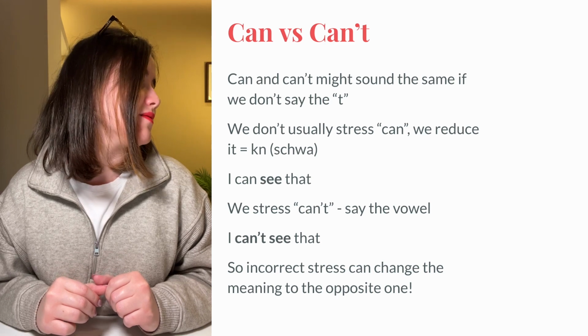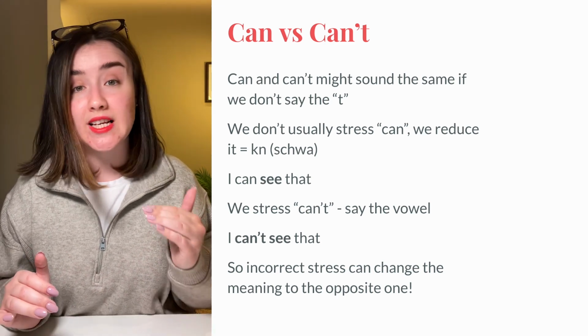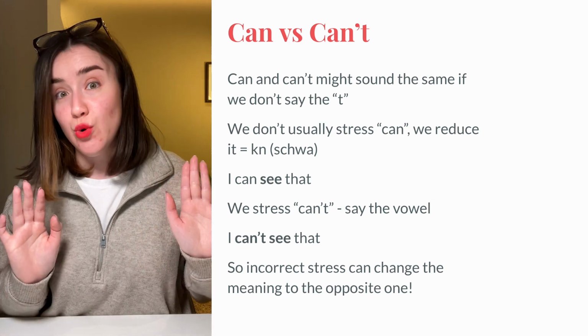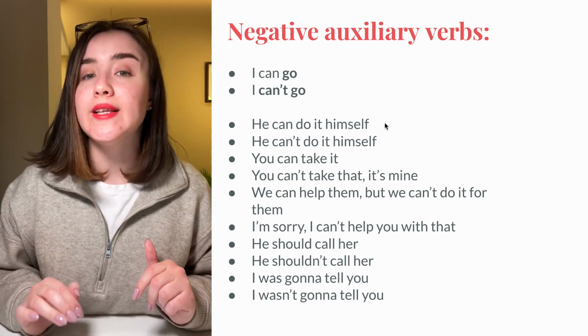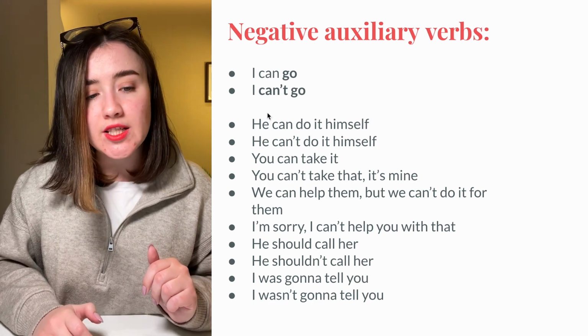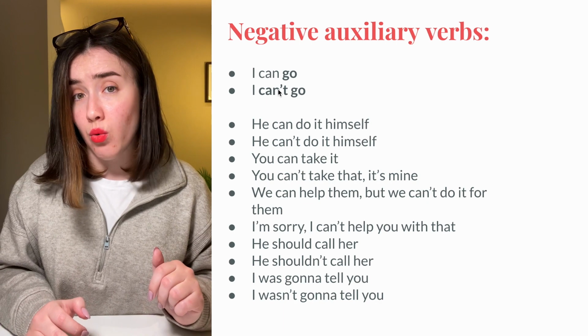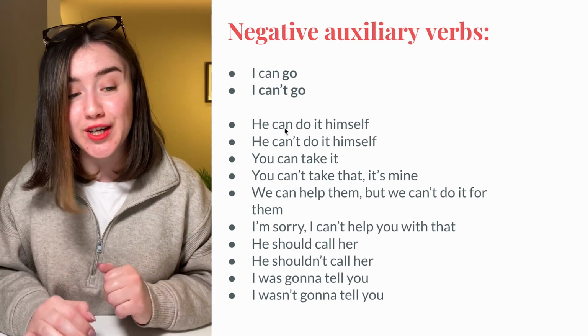Oh, come on. Okay, so I can't do that. I can't do that is I cannot do that, okay? I can't do that. No can do. So this works for all negative auxiliary verbs. For example, can and can't, right? So I can go. Yes, I can go. I can't go. I'm stressing can't. So here, your turn.